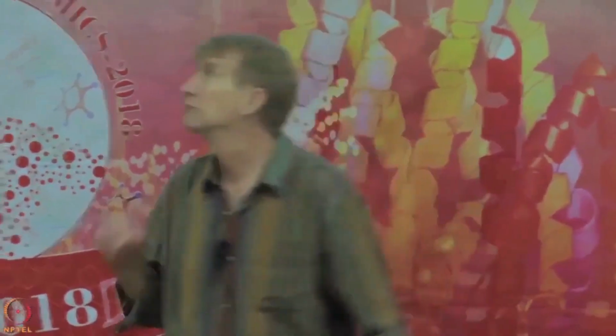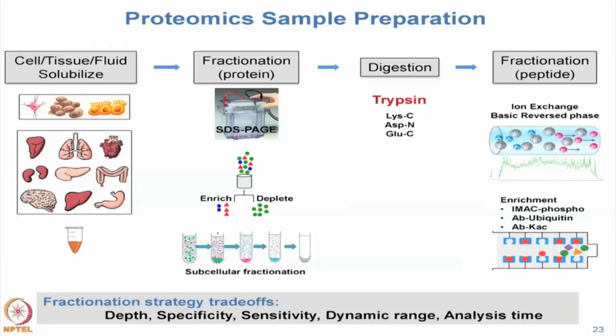Sample preparation. So in proteomics, these are some of the basic considerations that you have to do in designing your experiment. We're quite often going to start with either cells, tissue, or fluid. The fluid might be blood, for example, and then there's going to be some set of separations that we're going to choose to do.